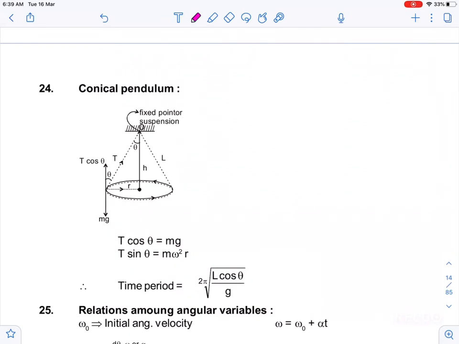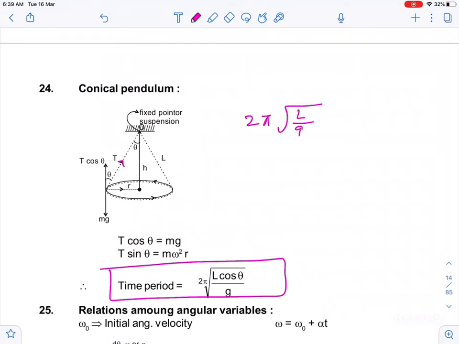Now the conical pendulum, the same thing was asked many times. They are moving in a horizontal circle, guys. The tension, I already said, T cos theta is balancing mg, and T sin theta is providing the required centripetal force. When you divide these, you get tan theta is equal to v square by rg, and the time period is 2 pi under root l cos theta by g.